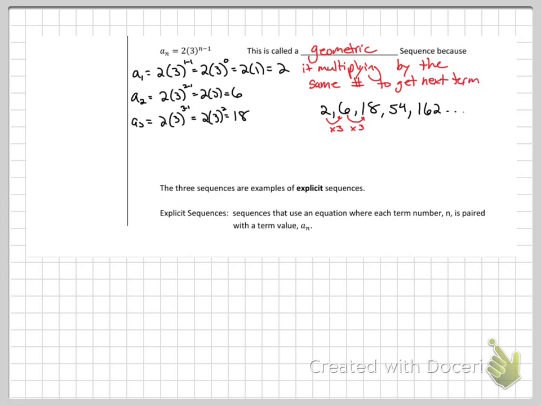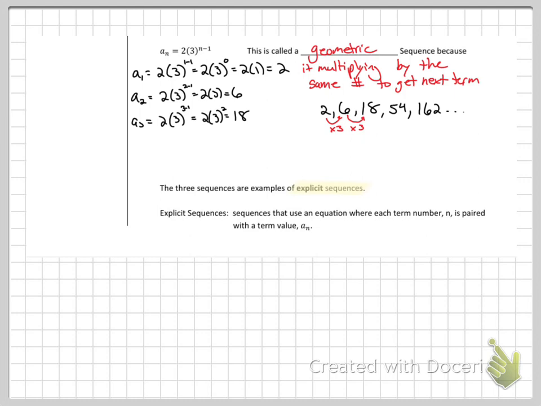Most of the time we're going to be dealing with arithmetic and geometric sequences, but not all sequences will come out to be that type, right? We're going to learn lots of different ones. So the three sequences that we just did were examples of explicit sequences.